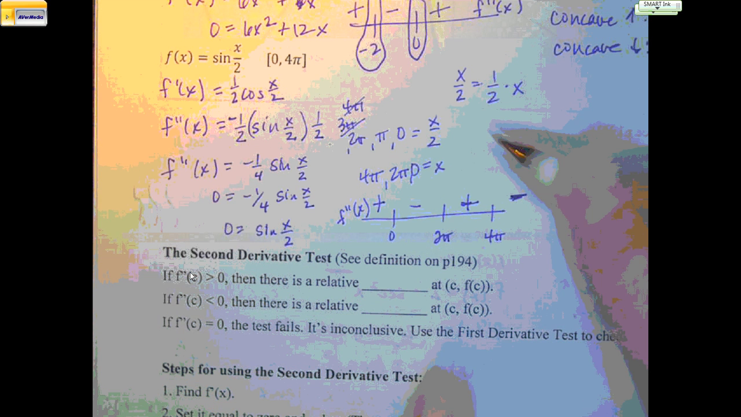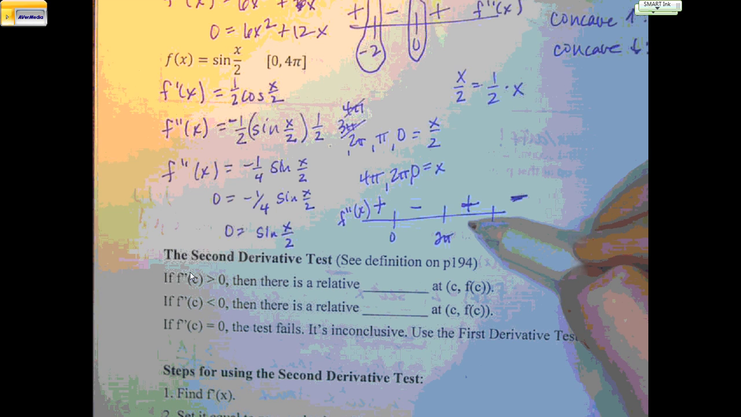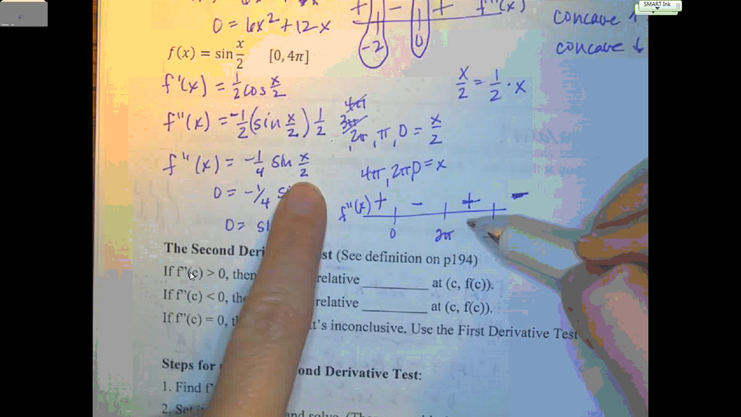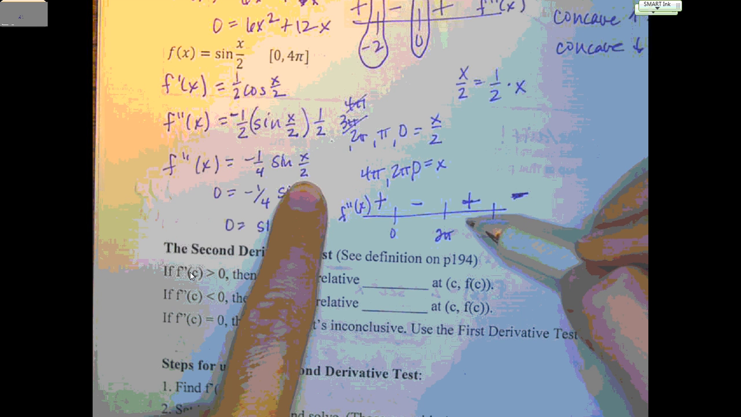I think what happened on the 3 pi is I did what Jacob did a second ago. I put the 3 pi in and I forgot we were doing divided by 2. So be careful. That's an easy mistake to make apparently since Jacob and I both just did it.